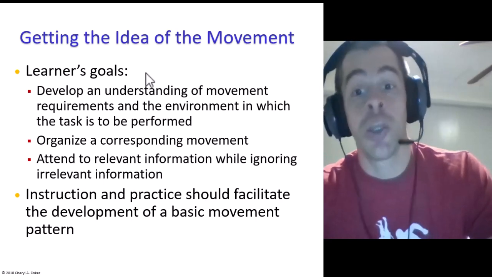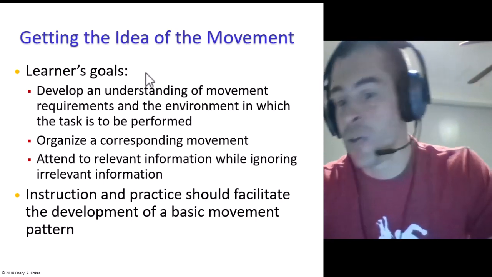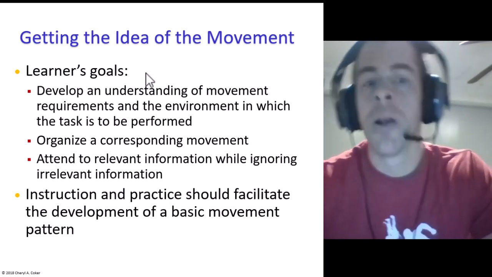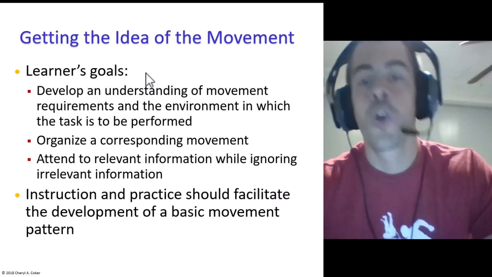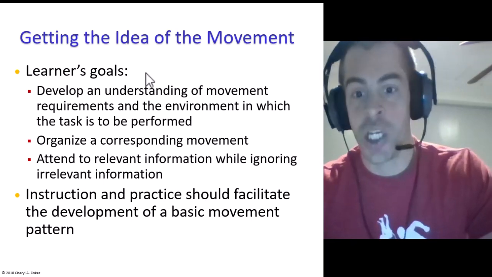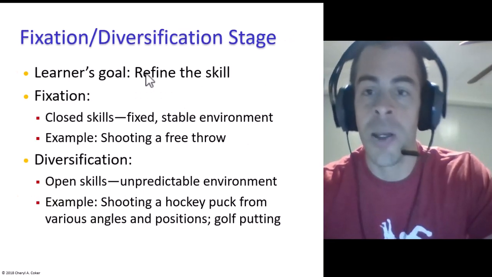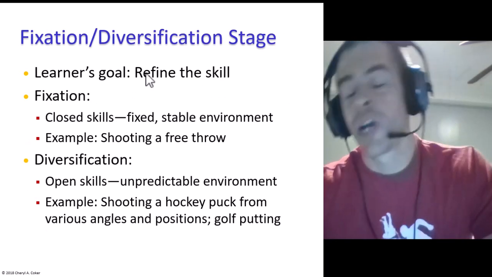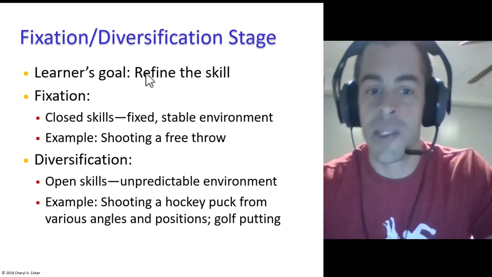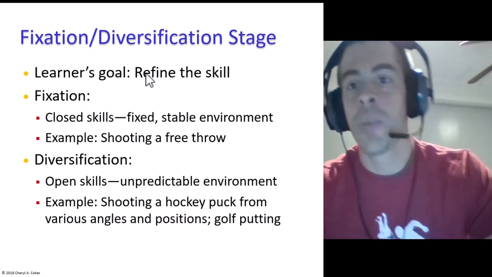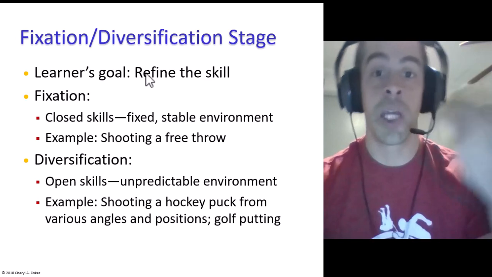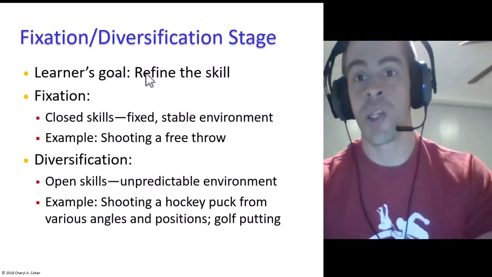Here, instruction and practice should facilitate the development of basic movement patterns. So again, you're trying to give them some information about the given movement, which is kind of similar, and sort of create that level of schema for them to draw on and initiate a given movement pattern. This is where the learning model is a little bit different than Fitts and Posner's 3-stage learning model. Here, the fixation and diversification stage, or at least where they're going to be, is predicated upon whether the skill is more of a closed skill or more of an open skill.